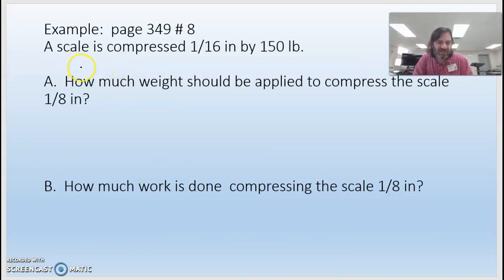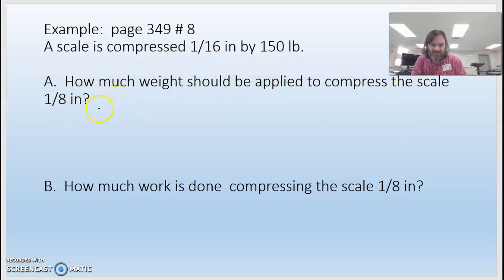Okay, so this is another one. It says a scale is compressed 1/16 of an inch by a 150-pound person, basically. Okay, so the 150 pounds, that's a force. So it says how much weight should be applied to compress the scale 1/8 of an inch.